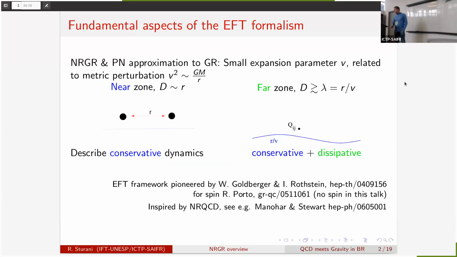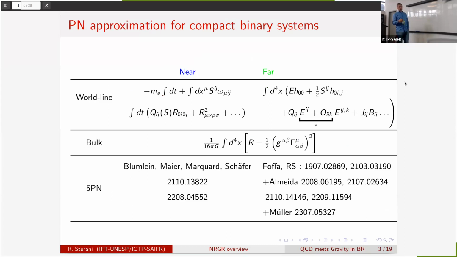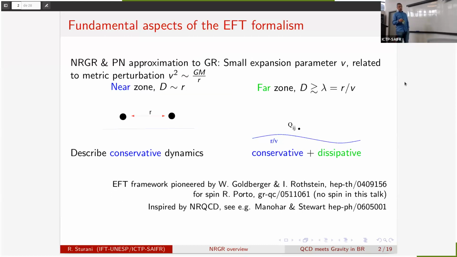So the basic idea was laid down almost 20 years ago by this seminal paper by Walter Goldberger and Ira Rothstein. So basically they wanted to recast the computation of the standard post-Newtonian approximation to general relativity in a field theory language. And the basic observation that allowed them to do this is the following: when you think about the binary system, you have a clear separation of scales.